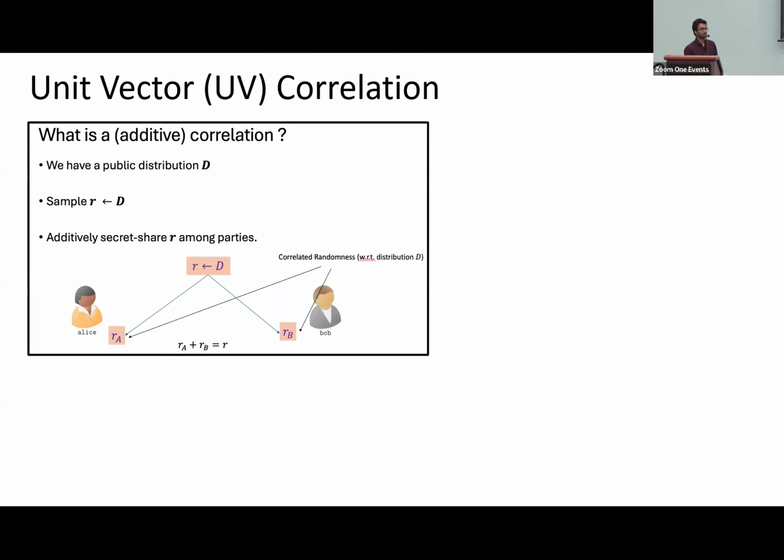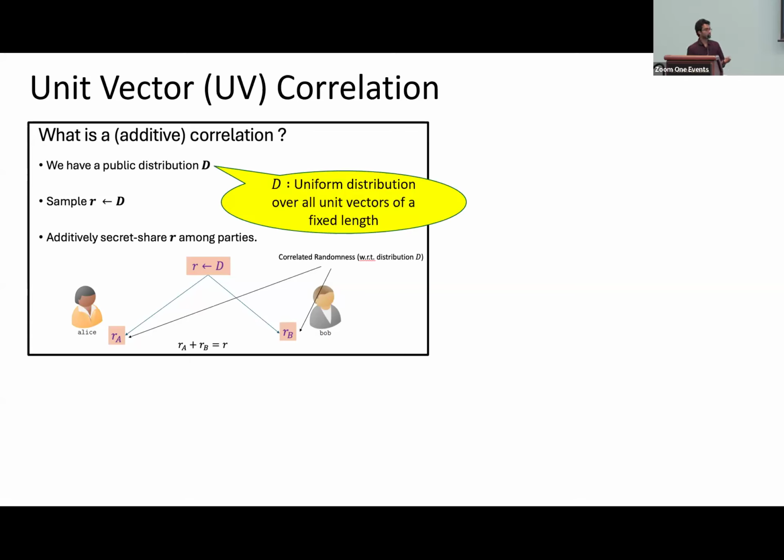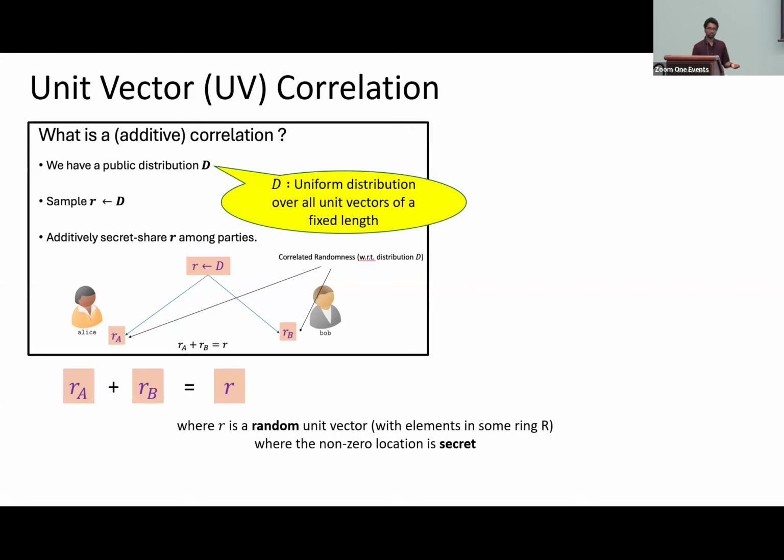So earlier in my slides, I had this diagram of what any generic additive correlation is, and it's defined with respect to some public distribution D. And now if we instantiate this distribution D with a uniform distribution over all unit vectors of a fixed length, then the induced correlation is called the unit vector correlation, and I'll term that UV correlation for short. Basically, parties are holding additive shares of a random unit vector where the non-zero location of the unit vector is secret.